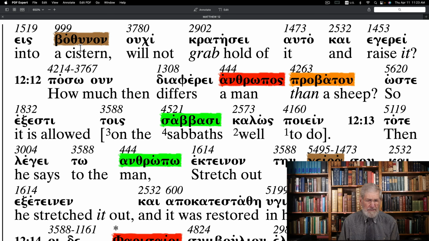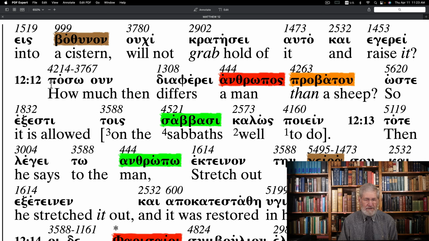into a cistern, will he not grab a hold of it and raise it? So therefore he's doing work on the Sabbath. They could charge him. In the last section we go through this in detail.